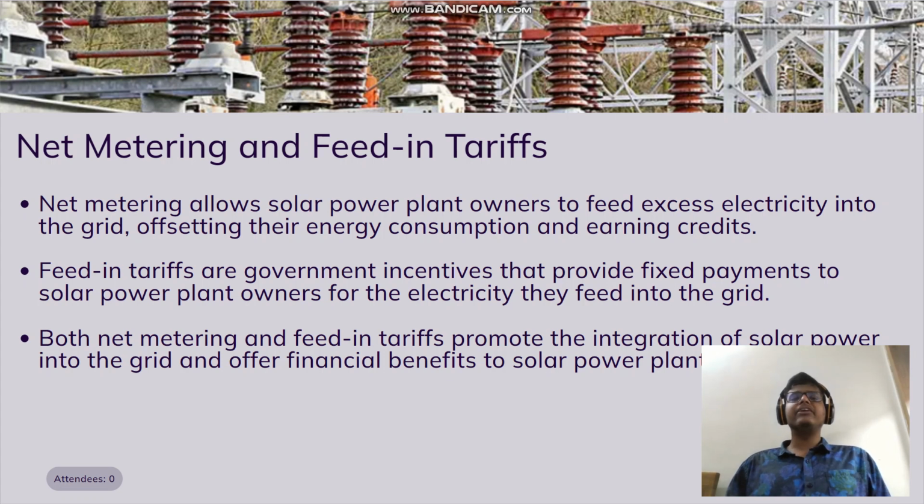Now let's understand net metering and feed-in tariffs. Net metering allows a solar power plant owner to feed excess electricity into the grid, offsetting their energy consumption and earning credits. Feed-in tariffs are government incentives that provide a fixed payment to the solar power plant owner for the electricity they feed into the grid. Both net metering and feed-in tariffs promote the integration of solar power into the grid and offer financial benefits to solar power plant owners.